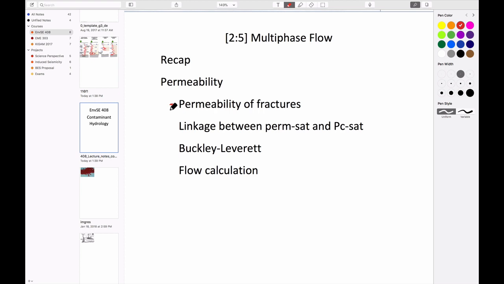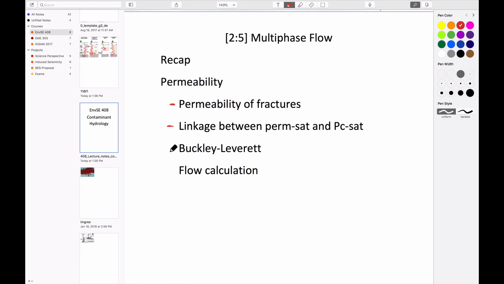And also, it may well be that we can link concepts of permeability and capillary pressure saturation curves together, because we can very easily measure permeability in situ through pumping tests. Maybe we can use that information to say something about the capillary pressure behavior of both fractures and porous media. That's really the goal of what we'd like to talk about today, which is this one here. We'll spend most of our time on that.